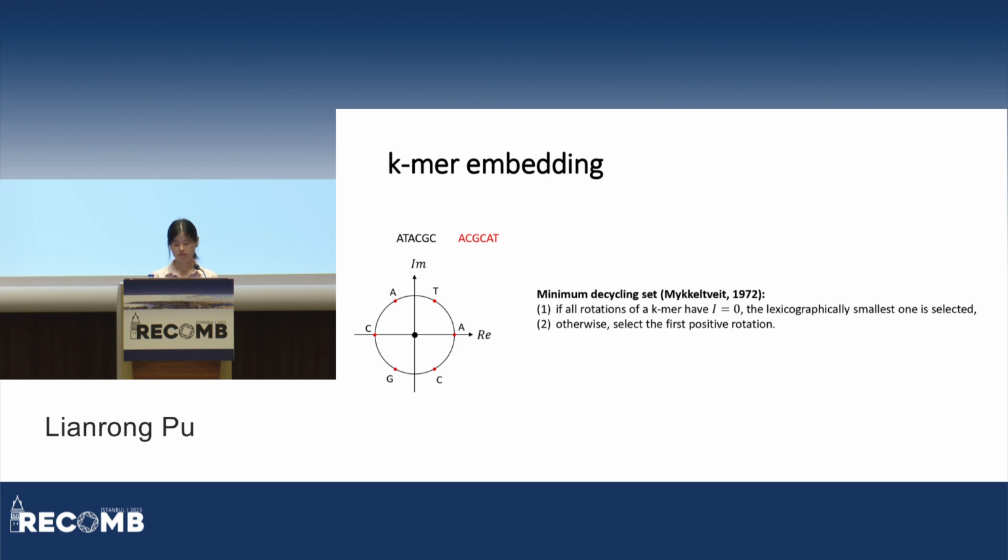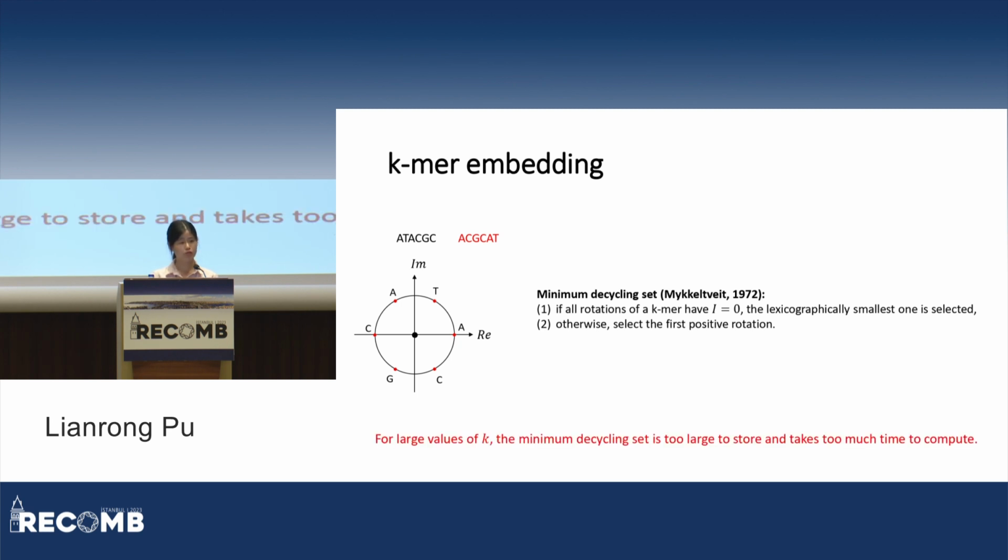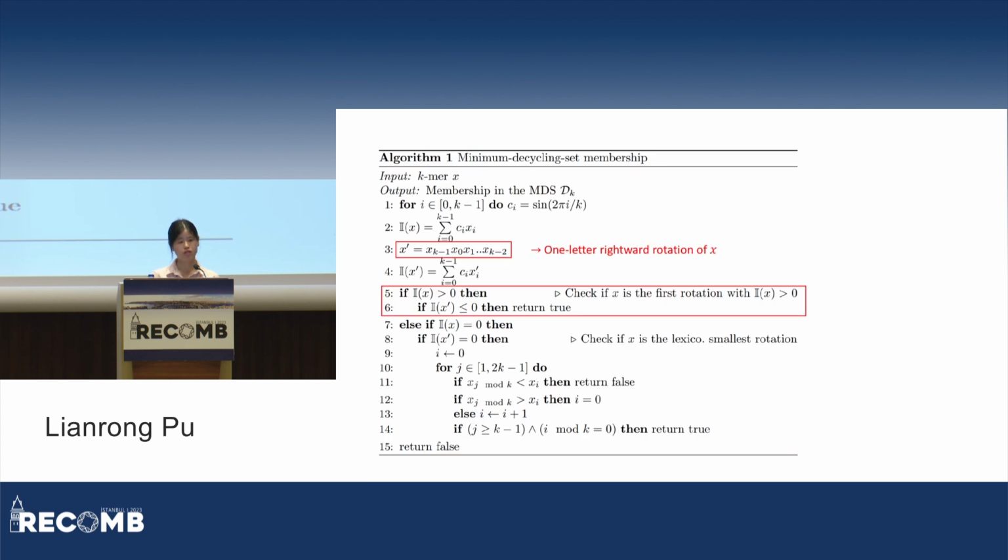and for k-mers within it, we still use random order. However, for large values of k, the size of the minimum decycling set increases exponentially with the value k, so it's too large to store in memory, and also it will take too much time to search if a k-mer belongs to the minimum decycling set or not. So we propose an efficient algorithm to check if a k-mer belongs to the minimum decycling set or not without pre-computing and storing the minimum decycling set in memory in advance.